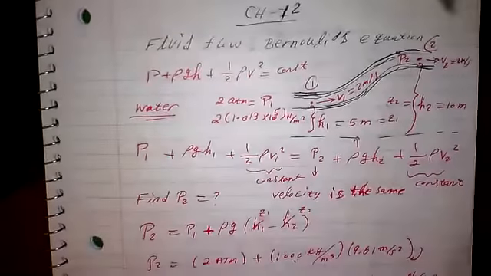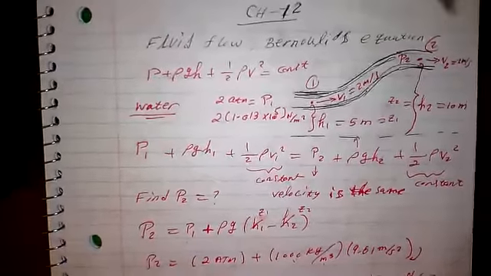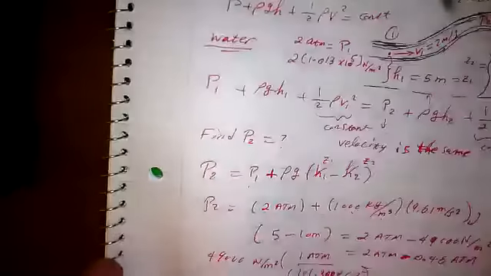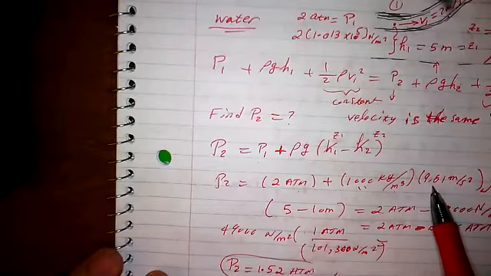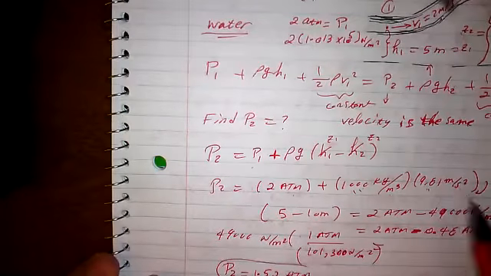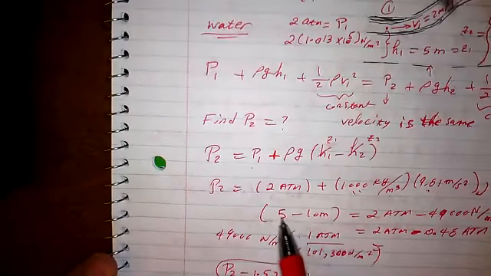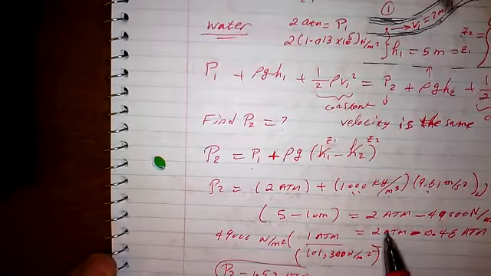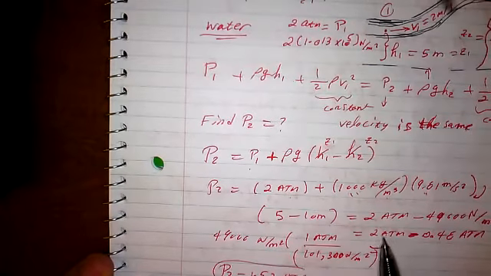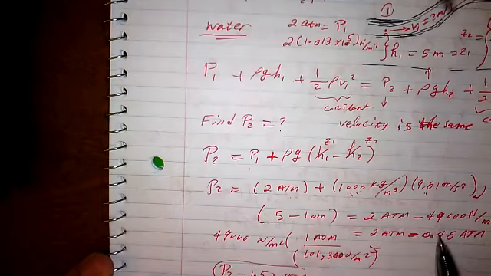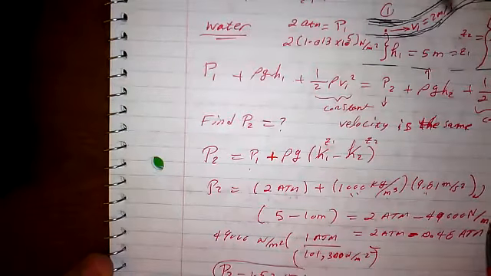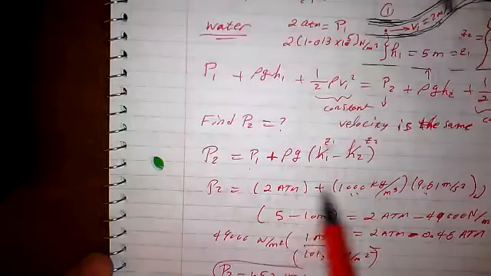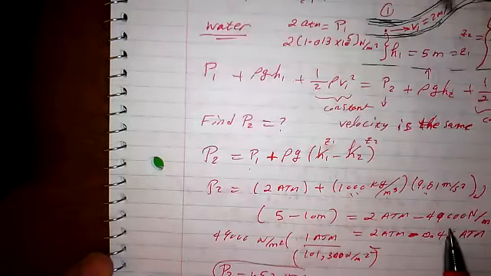But you have to be careful whether it's air or water. So this is the density of water times g, the gravitational acceleration, 9.81 meters per second squared, and the change in elevation is 5 minus 10. You do a little bit of math, and we end up with 2 atm here, and all of this gives us minus 49,000 Newton per meter square.